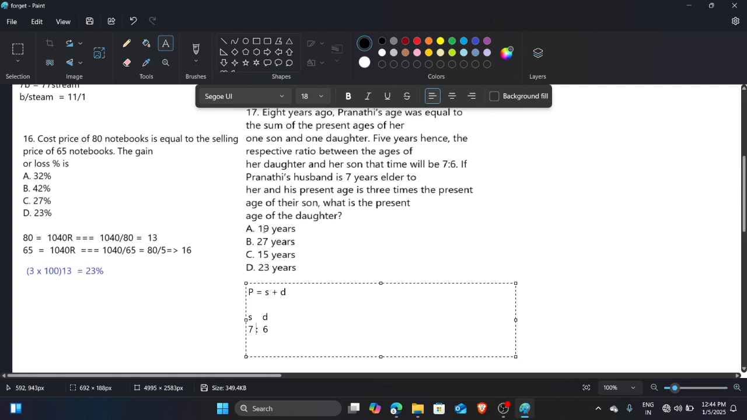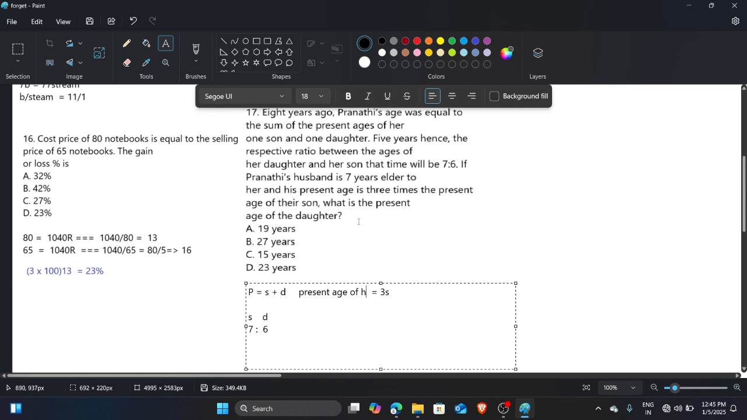So now if we consider the present age of P is equal to 3 times the son's, according to the condition. If Pranathi's husband is 7 years elder to her and his present age is 3 times the present age of their son. Oh, sorry, we are talking about her husband, so I take it as H, his present age, 3 times the present age of their son.